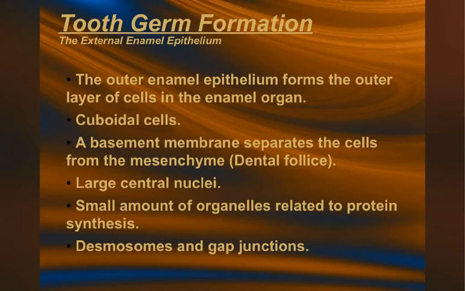External enamel epithelium, outer enamel epithelium forms the outer layer of the cells in the enamel organ, cuboidal or flat cells. Basement membrane separates the cells from the mesenchyme, which is the dental follicle. Always when you have epithelium and then mesenchyme, there should be basement membrane. They have large central nuclei, small amounts of organelles related to protein synthesis. They have desmosomes and gap junctions. They are considered cells of very low activity. They are not very active cells.